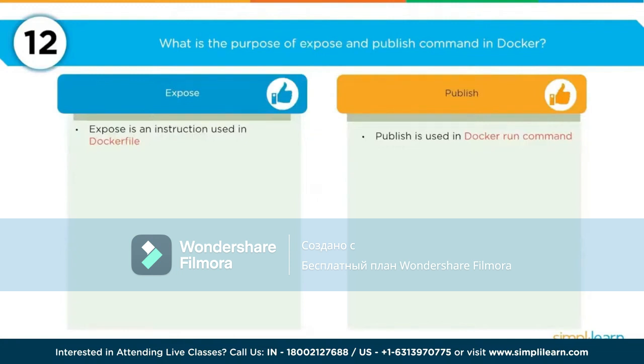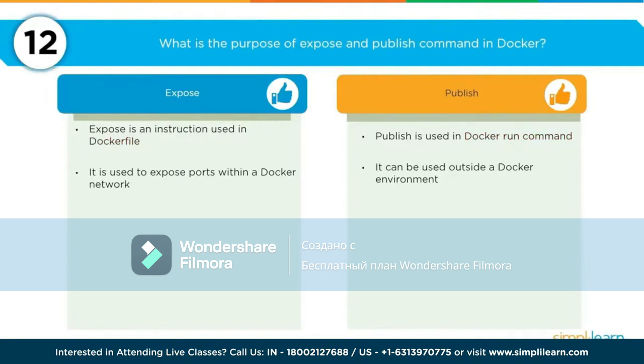So if we go through, expose is an instruction used in a Dockerfile, whereas publish is used in the docker run command. For expose, it is used to expose ports within a Docker network, whereas with publish, it can be used outside of a Docker environment.